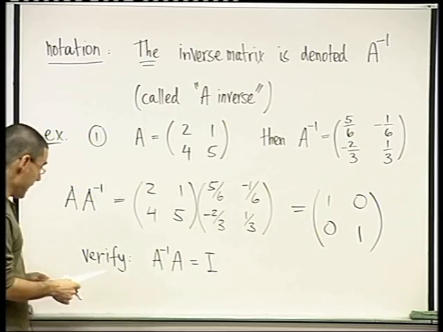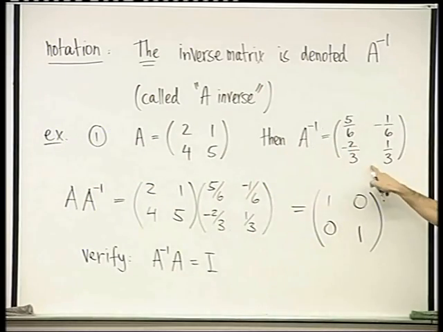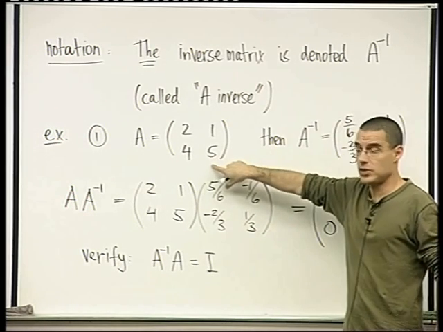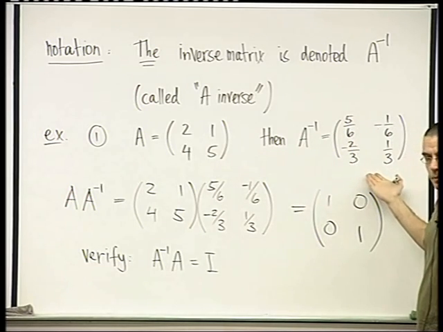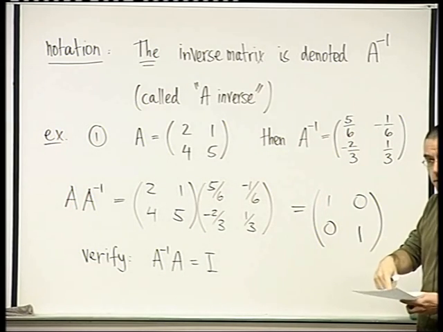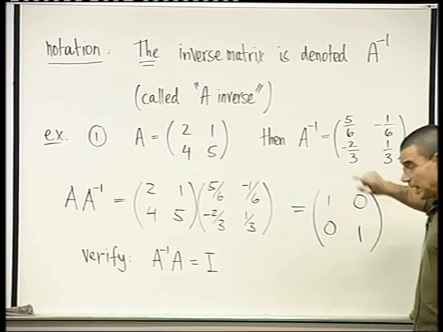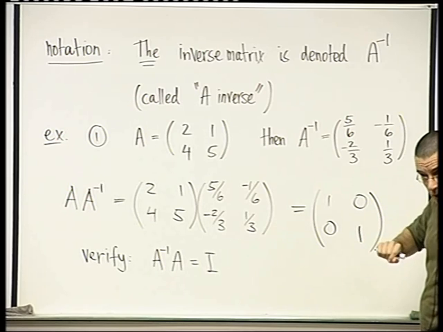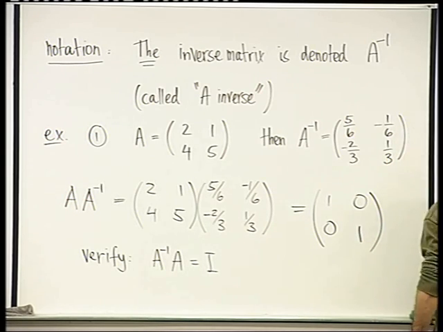Okay? Now, this raises a question. How did I find this? How did I determine that indeed this is an invertible matrix? And where did this come from? Answer, it was on my paper. But how did it get there? Okay, so that we still have to answer. That's going to come up next. But let's do another example first.